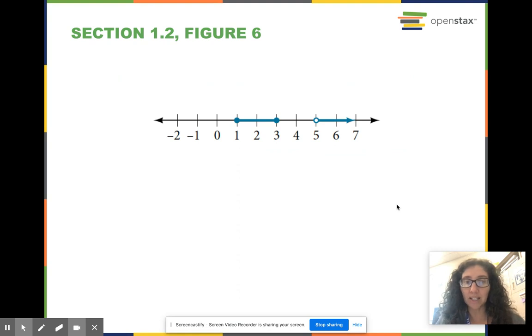All right, let's try this. I want you to pause this video and see if you can write all the dark blue sections using set builder notation and interval notation. Sorry, you don't have to do set builder notation. I want you to use interval notation and inequalities. Okay, so write this as an inequality and using interval notation. Pause the video and then come back and we'll do it together.